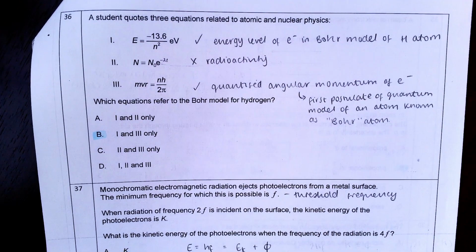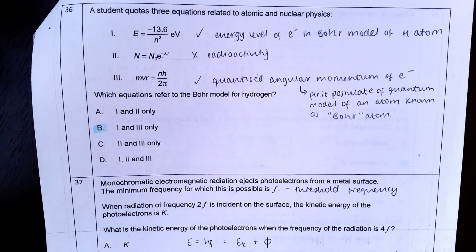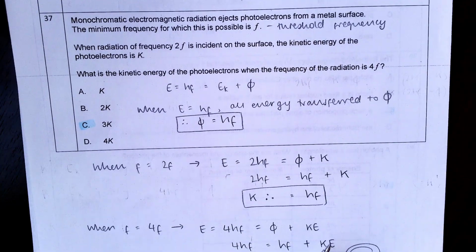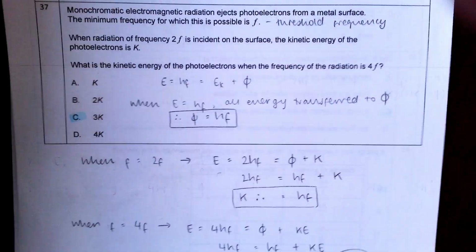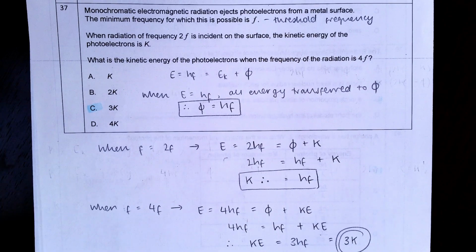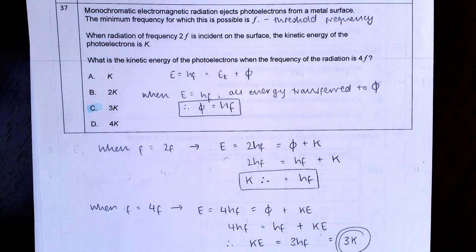In 37, let's see if I can fit the whole thing in, maybe not. Monochromatic, so one wavelength, electromagnetic radiation ejects photoelectrons from a metal surface. The minimum frequency for which this is possible is f, so this is the threshold frequency. When radiation of frequency 2f is incident on the surface, the kinetic energy of the photoelectrons is K. What is the kinetic energy of the photoelectrons when the frequency of the radiation is 4f?